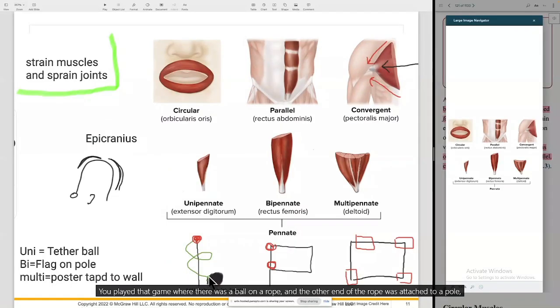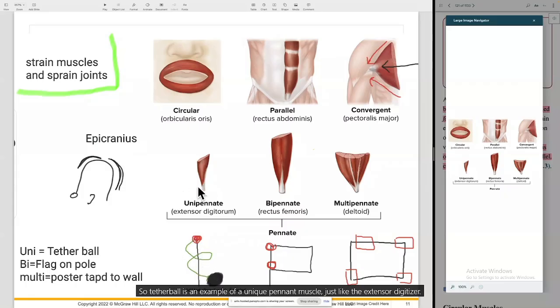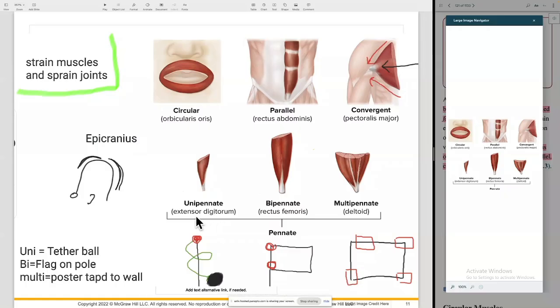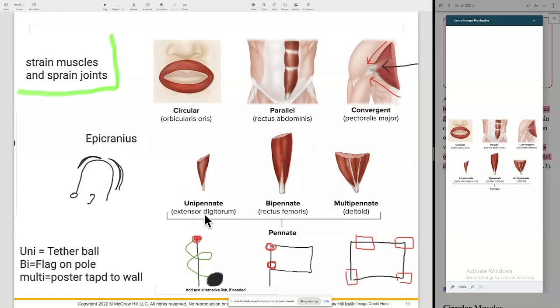You played that game where there's a ball on a rope and the other end of the rope was attached to a pole. And this ball could go in lots of different directions. It has one anchor point. So tetherball is an example of a unipennate muscle, just like the extensor digitorum. Hey, what do you think the extensor digitorum does? Did you go with extend the digits? Hey, right on.